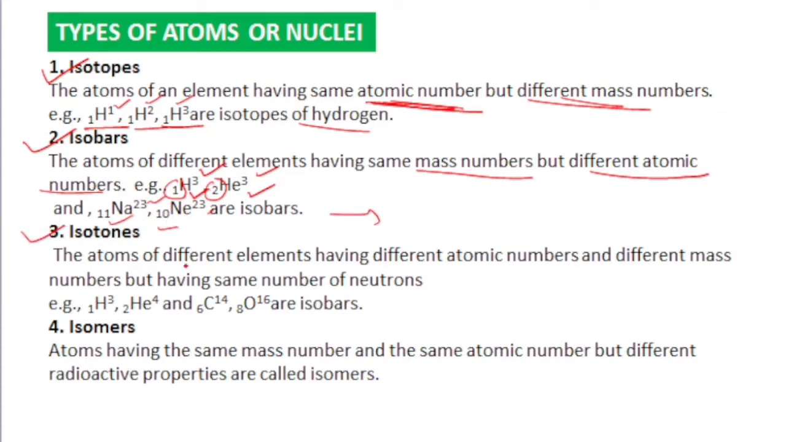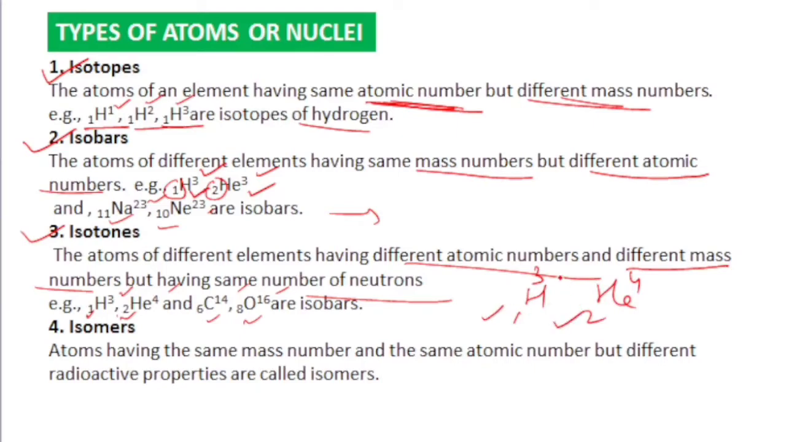Next one is isotones. What are these? Atoms of different elements having different atomic number and also different mass number but having the same number of neutrons. Here both atomic number and mass number are different. For example, H-3, He-4, C-14, oxygen-16. In all these, the first ones, H-3 and He-4, have different atomic number and mass number, but the number of neutrons is the same.